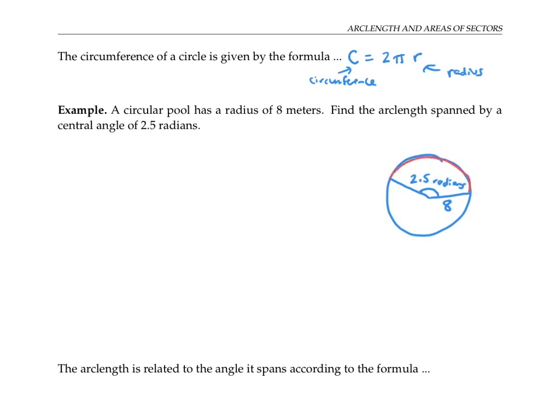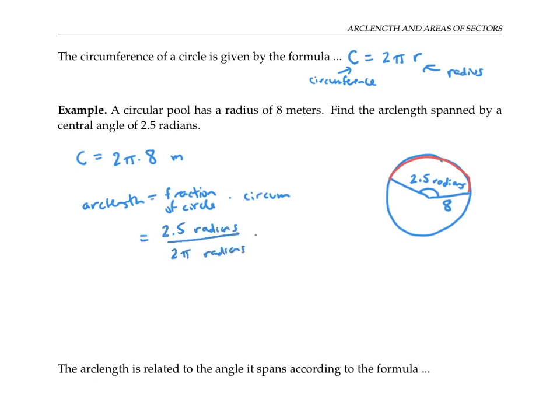I know that the total circumference is going to be 2 pi times 8 meters, but I just want a fraction of the circumference. The arc length I want is going to be given by the fraction of the circle that the angle makes times the circumference of the circle. The fraction of the circle that I want is given by the ratio of 2.5 radians over the total number of radians in the circle, which is 2 pi radians. Multiply that by the circumference, which is 2 pi times 8 meters. Notice that the 2 pi's cancel, and I'm left with just 2.5 times 8 meters, which is 20 meters.